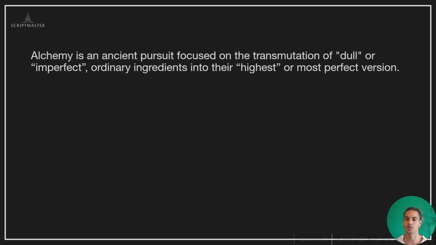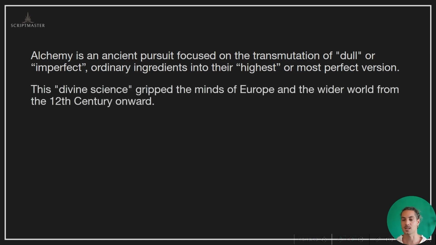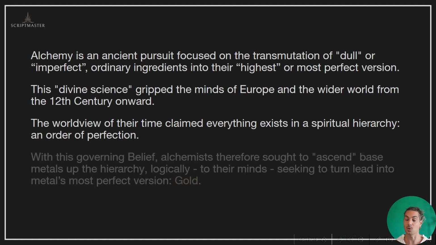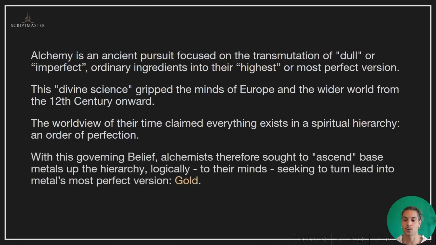Alchemy is an ancient pursuit that was focused on the transmutation, meaning the transformation of dull or imperfect ordinary ingredients into their highest or most perfect version. This divine science gripped the minds of Europe and the wider world from around the 12th century onward. The worldview of that time in Europe claimed that everything existed in a spiritual hierarchy. They called it a chain of being, which effectively was an ordering of perfection. With that governing belief, alchemists therefore sought to ascend base metals up the hierarchy. To their minds, it made sense that they should be able to ascend lead up that hierarchy of perfection to achieve the metal's most perfect version, which is of course gold.